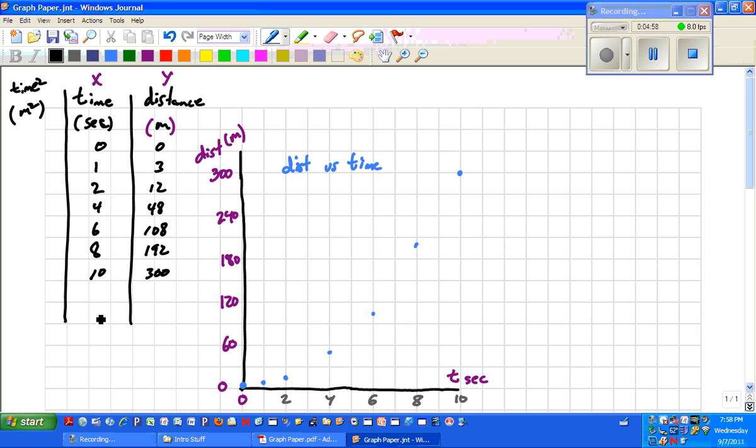So we're going to square everything in the x column. So 0 squared is 0, 1 squared is 1, 2 squared is 4, 4 squared is 16, 6 squared is 36, 8 squared is 64, and 10 squared is 100.